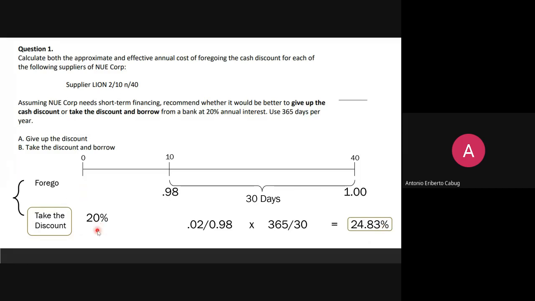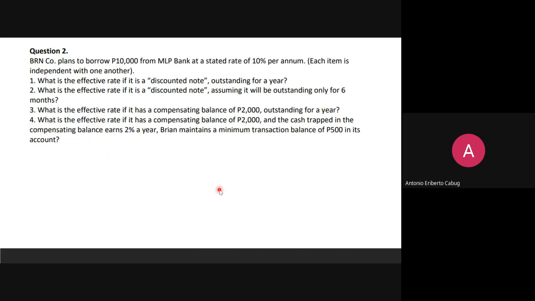It would be better to take the discount. The interest rate is only at 20%. If we take the discount and then borrow from the bank, we will just incur 20%. Pero kung i-give up natin yan, para tayong nag-i-incur ng 24.83%. Okay? I hope that's clear. If you have any questions, please raise them anytime.